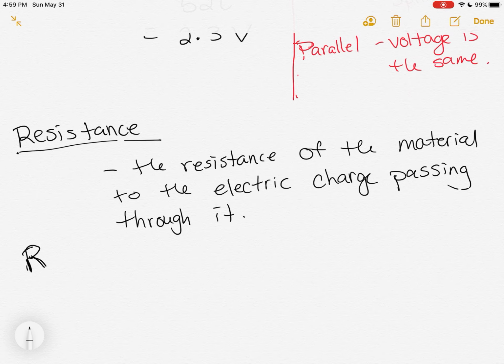Again, it's a scalar property. It's got no direction, okay? And the unit for resistance is called the ohm. And it's symbolized using a Greek letter. Hold on, I can draw that better.